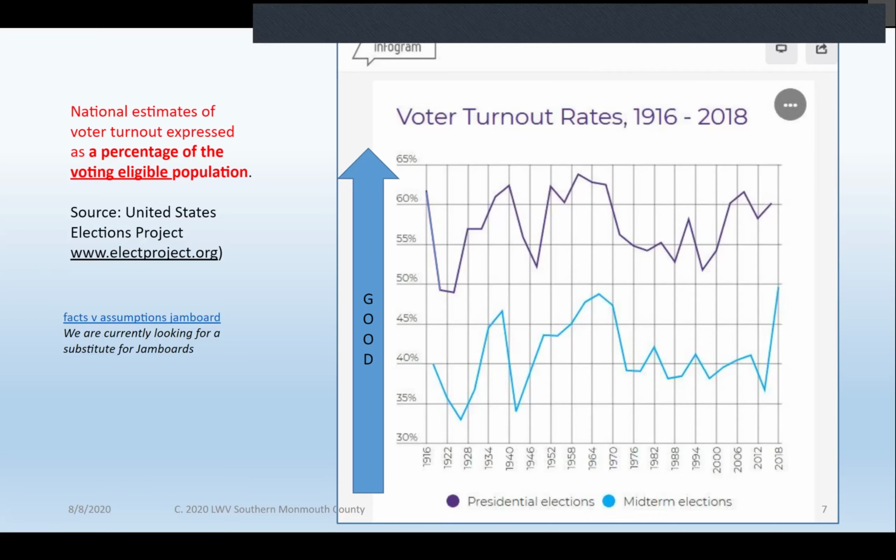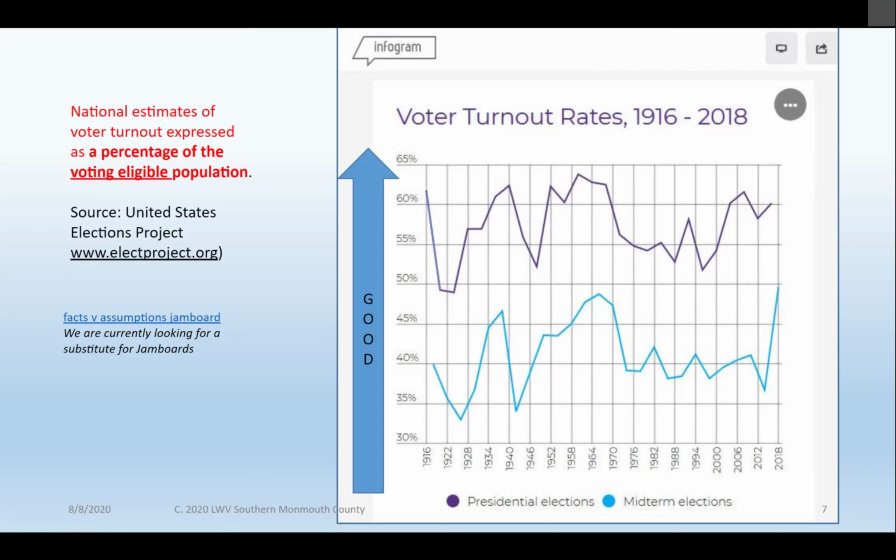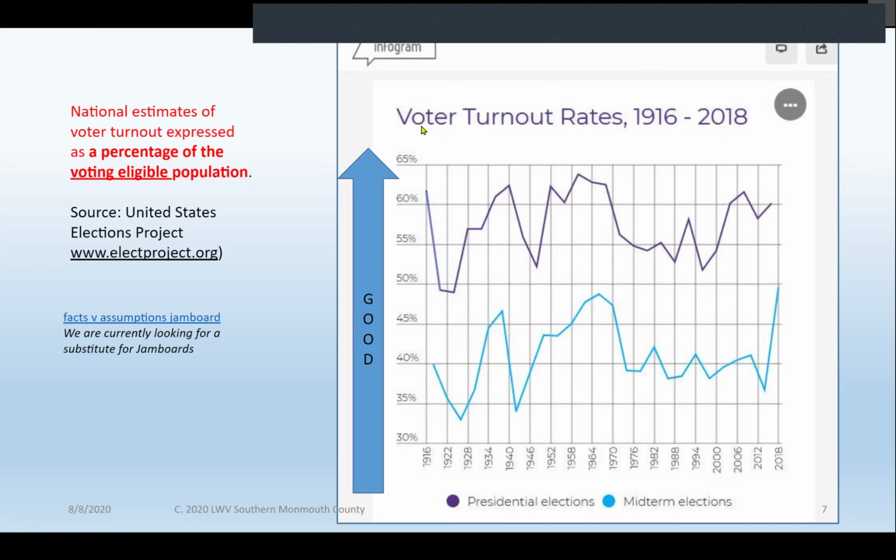And I spend that much time because charts and graphs can be really misleading if you don't read them carefully. And this is an example of one that can be like that. So there is a title on it, and we're looking at voter turnout rates from 1916 to 2018. And again, this is the voting eligible, not the registered voters. So that's about 100 years. So we're looking at a really long period of time there. If we looked at just this piece of it at the right, we might make some very different decisions than if we look at the whole thing.